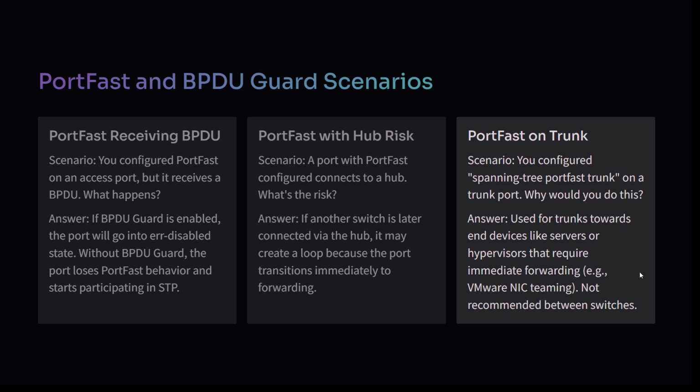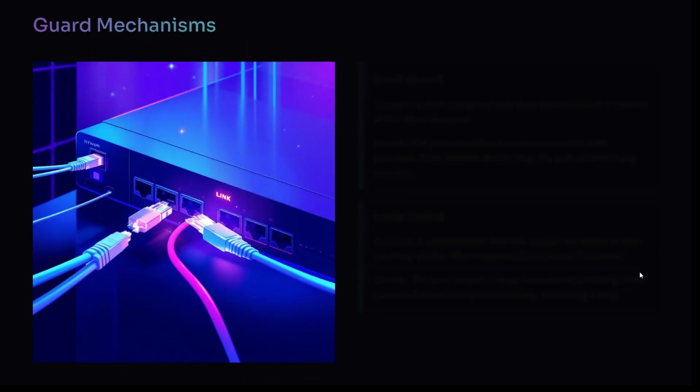Portfast on trunk. Scenario: you configured spanning-tree portfast trunk on a trunk port. Why would you do this? Answer: used for trunks towards end devices like servers or hypervisors that require immediate forwarding, e.g., VMware NIC teaming. Not recommended between switches.